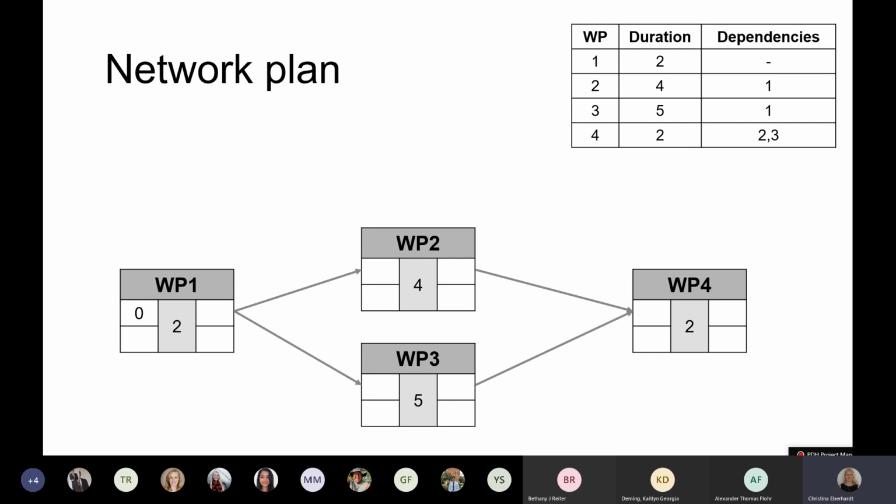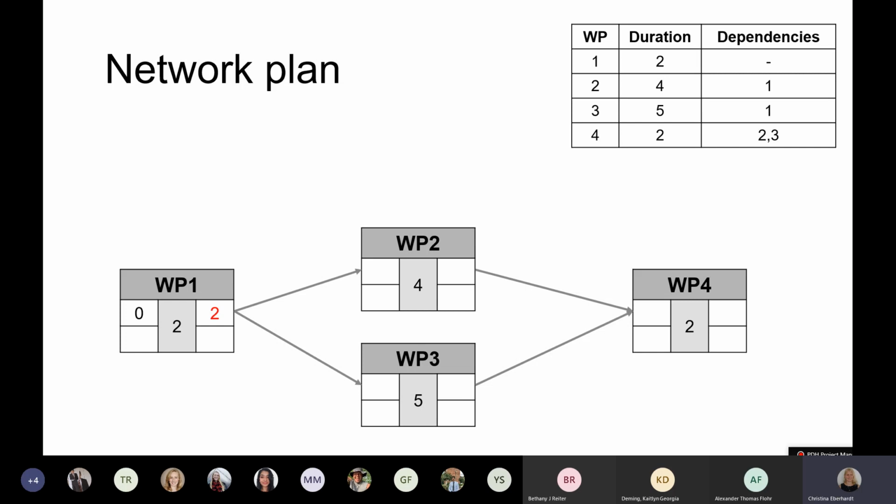At this point in time, we don't need the table anymore because we have all the numbers and information we need to calculate all the other values in the table. If you look at the first one over here, we have that work package 1 starts at time 0 and takes a time of 2. Therefore, we can easily calculate that it will earliest finish on time step 2.